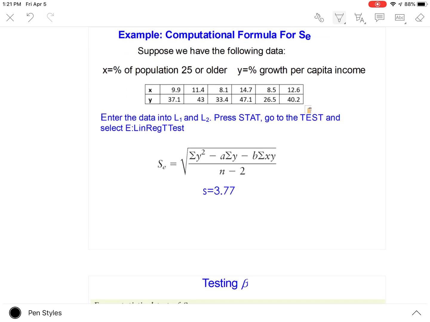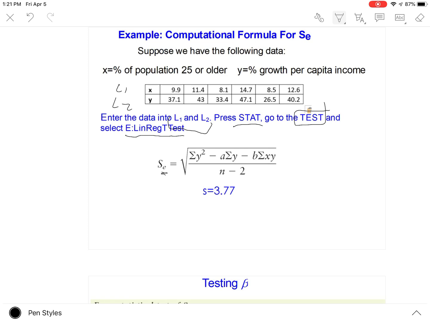I'll basically tell you this. Use your calculator. So L1, put in all the x values. L2, put all of your y values. Go to stat, but now we're going to go over to test for the very first time. And scroll down, it's close to the bottom. It's E, linear regression t-test, or LinRegTTest. It's going to have an S. It won't have that E below it, but know that S of 3.77 is your standard error.